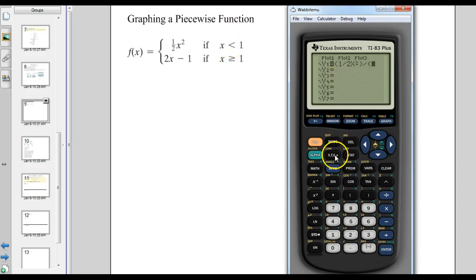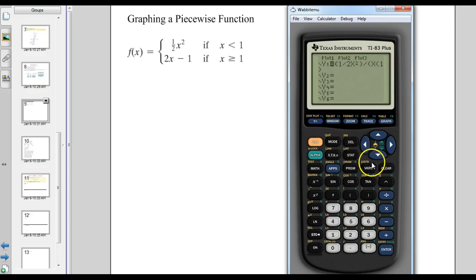The way we write that is x, the same way we got the x right here. And then the less than symbol is underneath the test menu. So second math is test, and there are your order symbols. We want less than, so that's option 5. Less than 1, and then close that off. Now when I hit graph, notice there's that same parabola, but it stops right there. It doesn't graph the right-hand side of it like it did before.